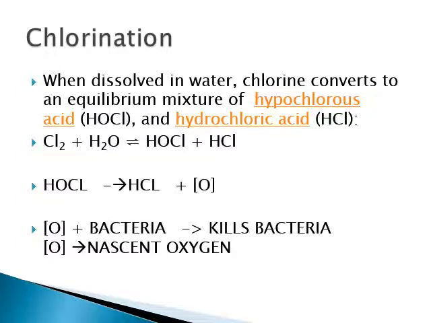Chlorination. When chlorine dissolves in water, it forms hypochlorous acid and hydrochloric acid. Hypochlorous acid is unstable. It is converted into hydrochloric acid and nascent oxygen. Nascent oxygen reacts with bacteria and kills them. It penetrates the bacterial external coating.